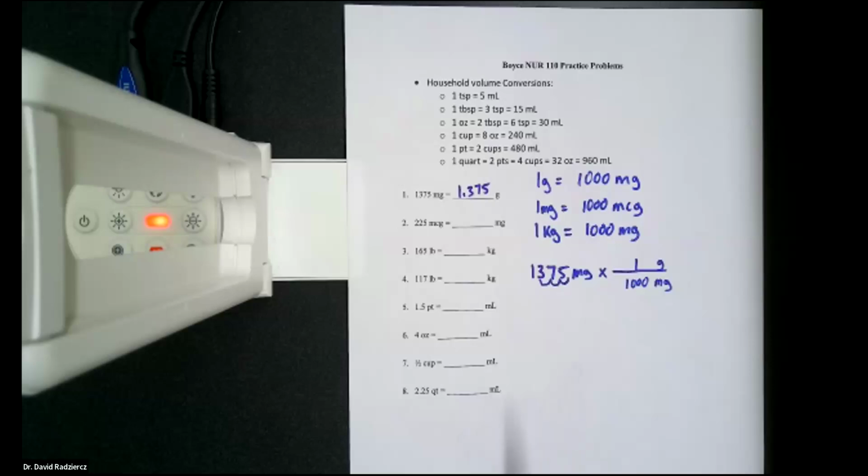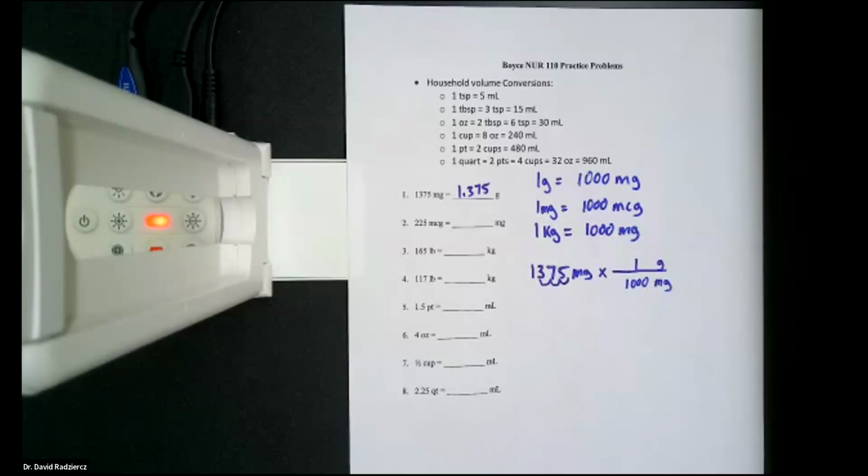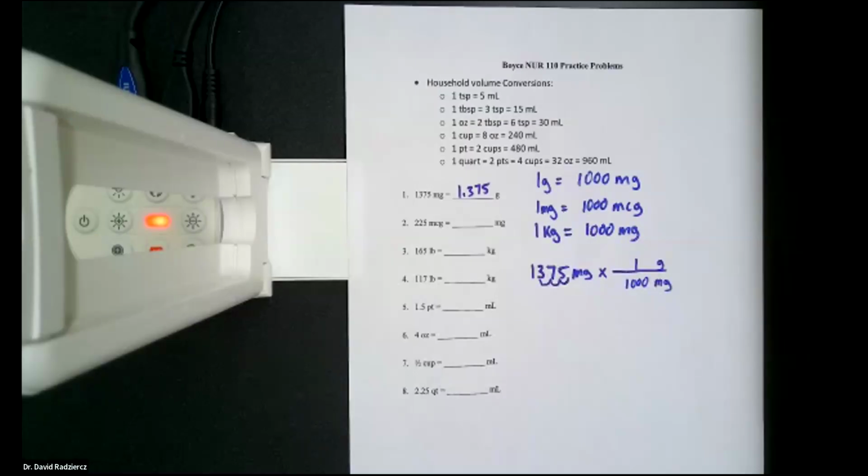So following what you said about moving the decimal, which way would you move the decimal for number 2? So you're going from a smaller number to a bigger number, so you would go to the right. Okay. So what would your answer be? 0.225? Okay. Yeah.